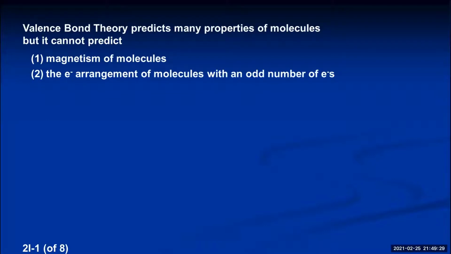Another thing that valence bond theory can't predict is the electron arrangement of molecules that have an odd number of electrons. I don't know if you've been keeping track, but every molecule that you've drawn a Lewis structure for in the past 2 weeks always has an even number of electrons. And you're going to think about that. You need to have an even number of electrons if you're going to wind up getting octets around all the atoms. You can't get octets for all the atoms if you have 17 electrons in a molecule. The textbook went through an example of a molecule that had an odd number of electrons.